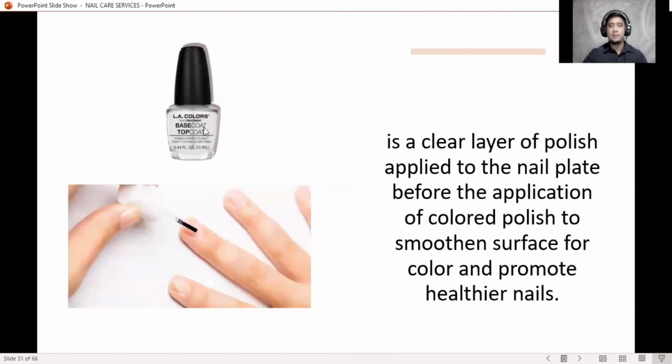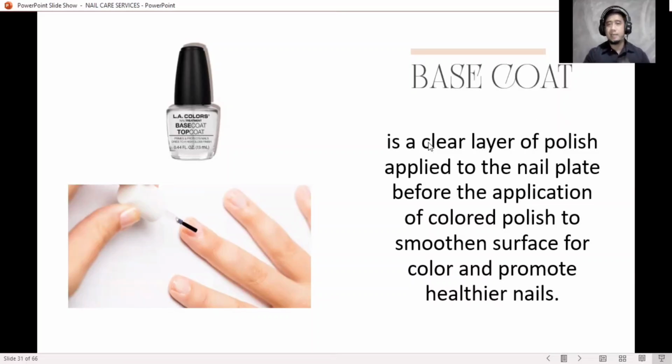Next, we have this clear layer of polish applied to the nail plate before the application of colored polish to smoothen the surface for color and promote healthier nails. Okay, so kagaya ng sabi dyan, nilalagay ito bago ilagay yung mga iba-ibang kulay or yung may kulay na nail polish. This one, we call a base coat. Okay, so the keyword is before the application.